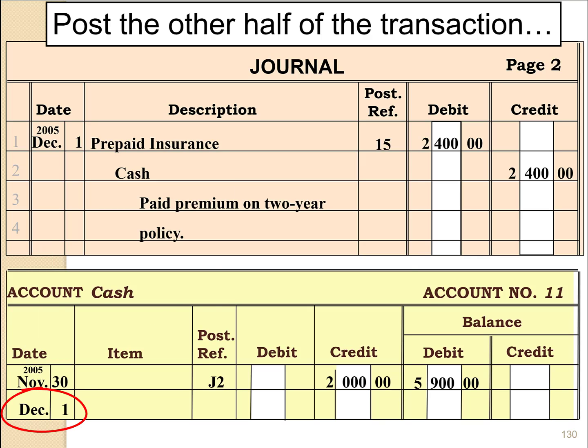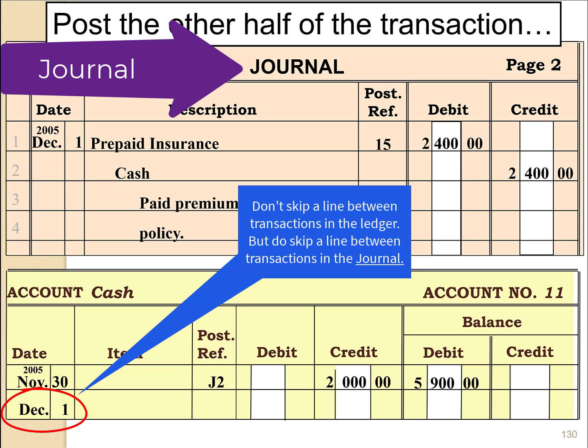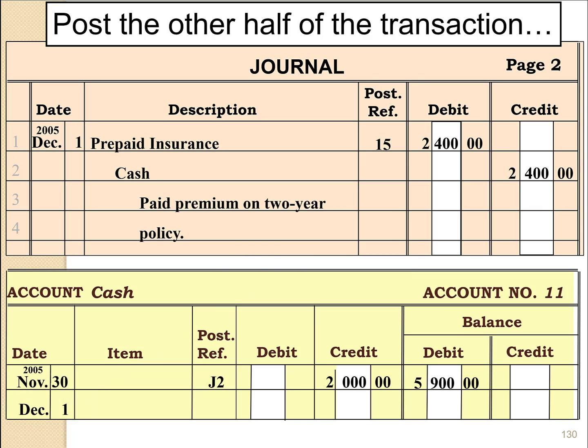Now this is important. Notice that we are not skipping a line in the ledger. On the journal, in between journal transactions, we do skip a line to make everything easy to read. However, in the ledger, we don't do that. So our next step is we're going to take the $2,400 credit for cash and put it in the credit column for cash.